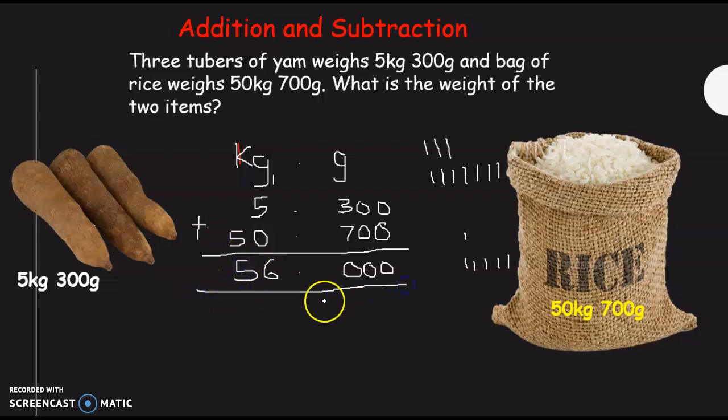Now, what do you have? You have 5 kg. 5 what? Kg. Of course, 0 means nothing. So when you add up these two figures together, what you're going to have is 56 kg. So the weight of the 3 tubers of yam, in addition to the weight of the bag of rice, is what? 56 kg.